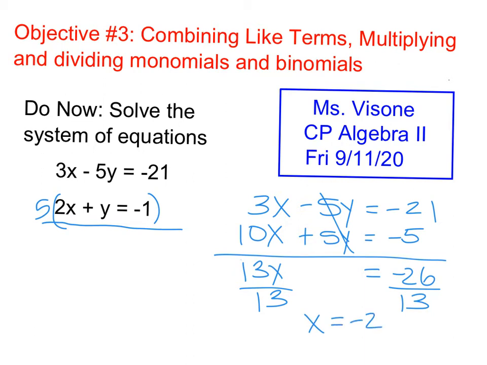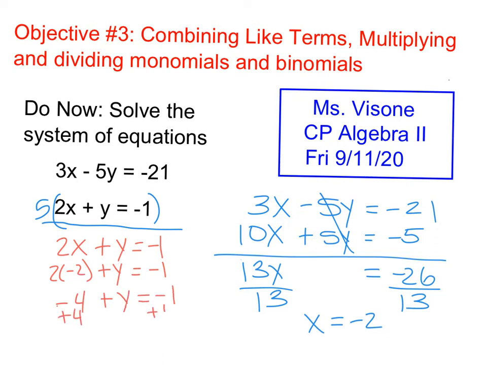So x is negative 2. Then I can plug into one of the equations to find the y value. I'm going to change my color. I'm going to do the 2x plus y equals negative 1. My x value was negative 2. So 2 times negative 2 plus y, so that's negative 4 plus y is negative 1. Add 4 to both sides. y is 3. So our solution is negative 2, 3.